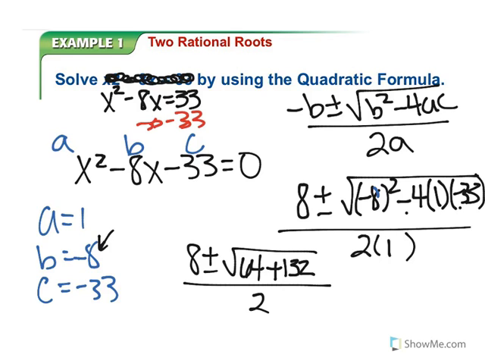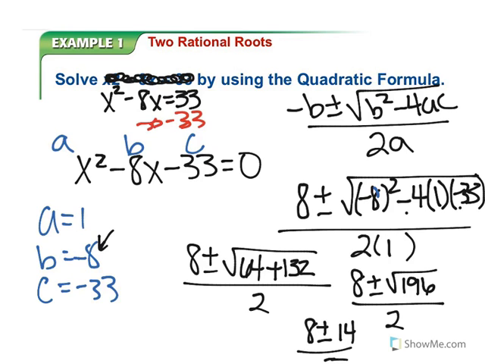So 64 plus 132 is 196. So we have 8 plus or minus the square root of 196. And that should be going off in your head because 196 is a perfect square. So the square root of 196 is 14. So we have 8 plus or minus 14 divided by 2.